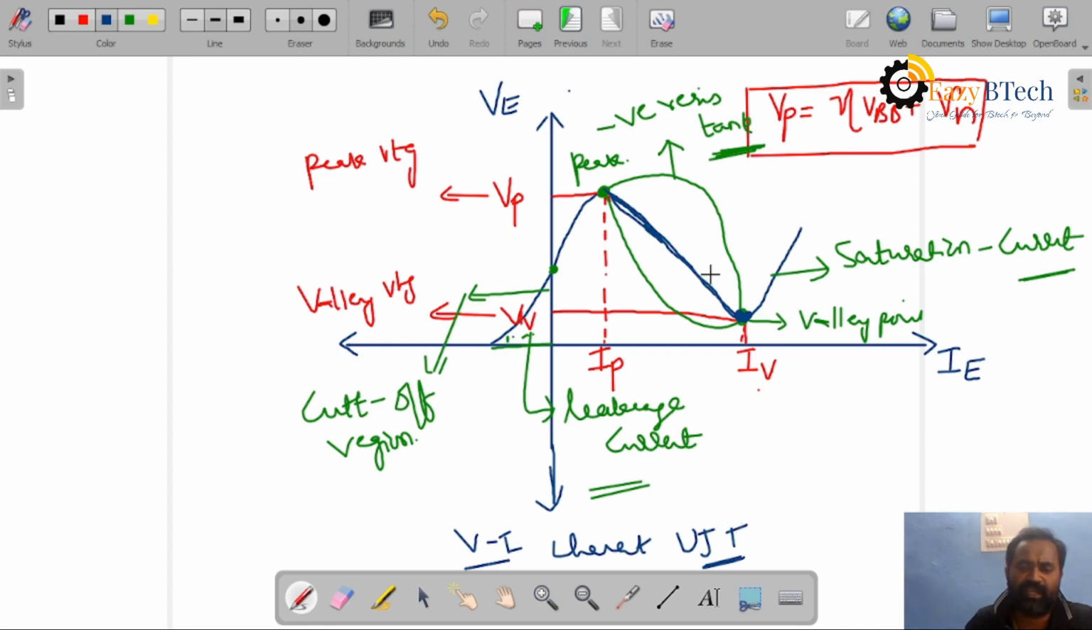It exhibits a negative resistance under forward bias characteristics. That is why, in the application of a UJT as a relaxation oscillator, due to this negative resistance, it can be used as an oscillator. It can be used in oscillator circuits. Okay, students, this is about the UJT, unijunction transistor.